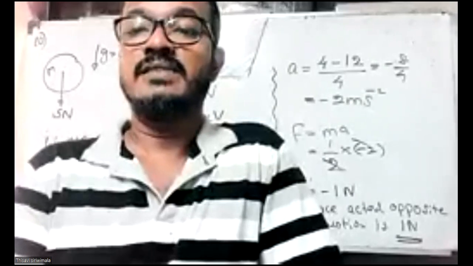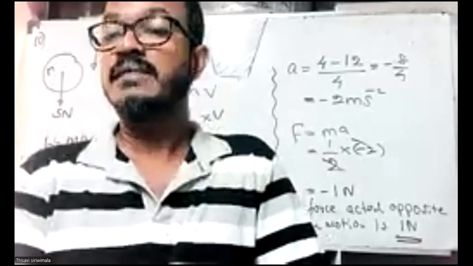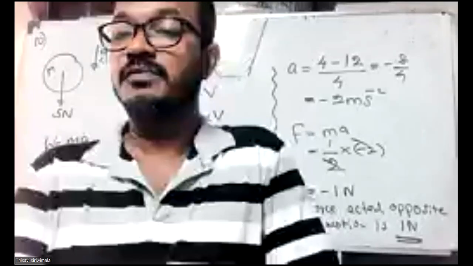So again, this has a connection with the unit number 4. In the unit number 4, we talk about something called friction, right? And in that one, we said friction is an opposite force, and it will be discussed in detail in oncoming lesson. So this is the oncoming lesson. This is the lesson number 5, which explains about the friction.